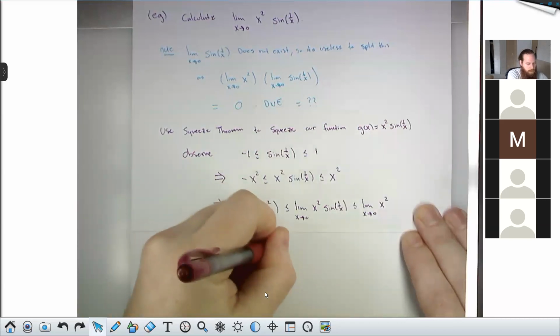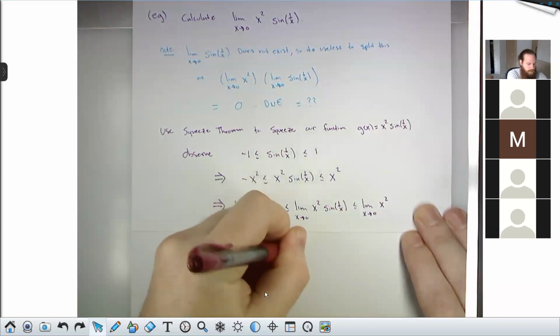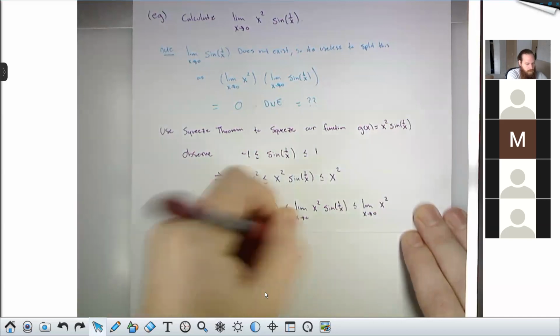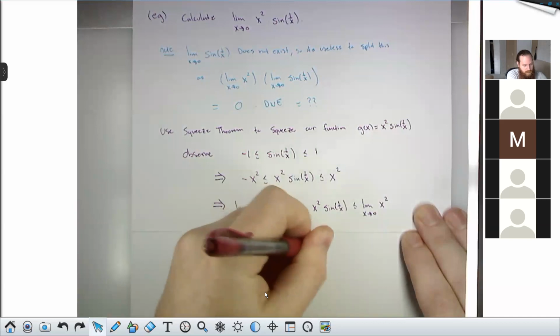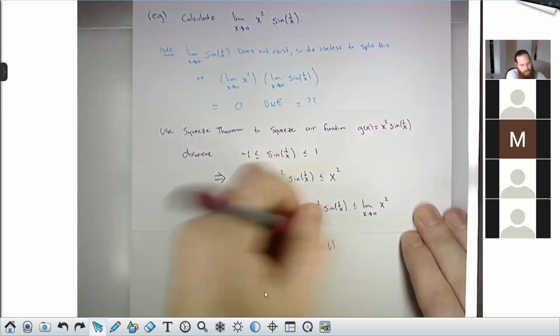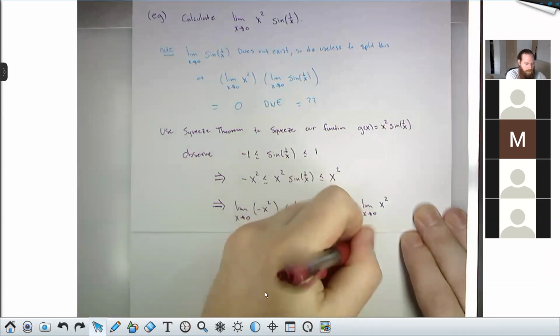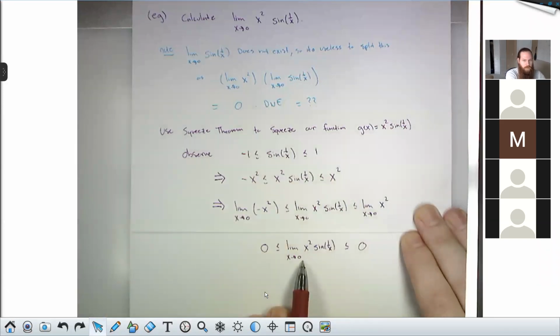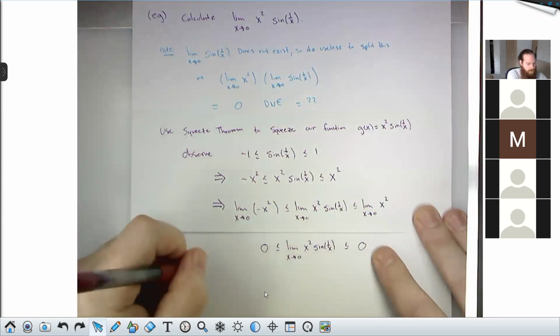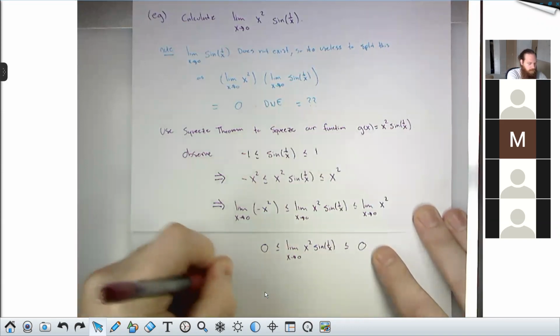So you get 0 is less than or equal to the limit as x goes to 0 of x squared times the sine of 1 over x, which is less than or equal to, well, this limit is also 0. So the thing I want is on the one hand greater than or equal to 0, and on the other hand less than or equal to 0. There's only one possibility there. There's only one way for something to be trapped between 0 and 0. And that's if the thing is itself 0.